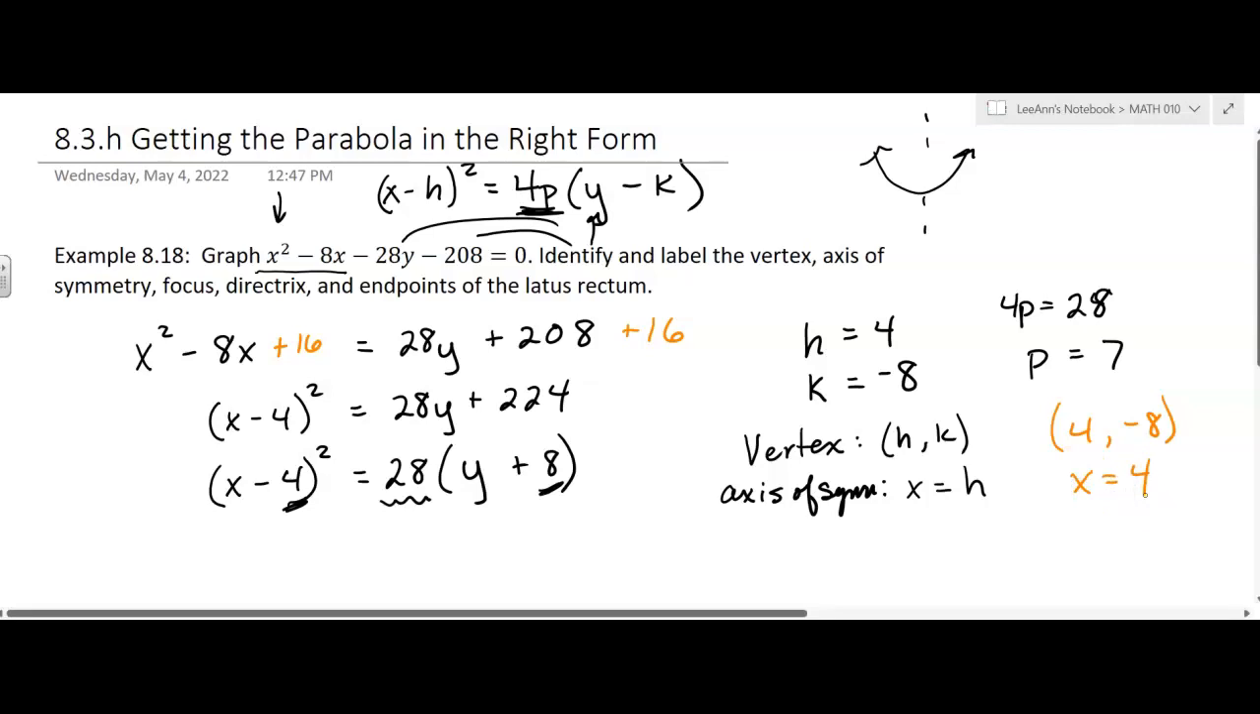And what else do we want to know? The focus. Okay. So the focus, let's see, I have to go over to where the vertex is, so h, and then it's going to be k plus p. So for us, our focus is going to be 4, and then I've got to go k, which, what was k? -8 plus p. So I get -1. Okay, -8 plus 7. That's where that's coming from. Okay, so we've got that.